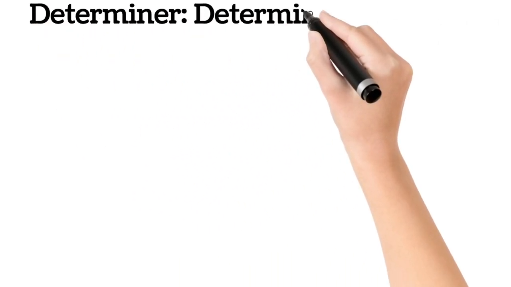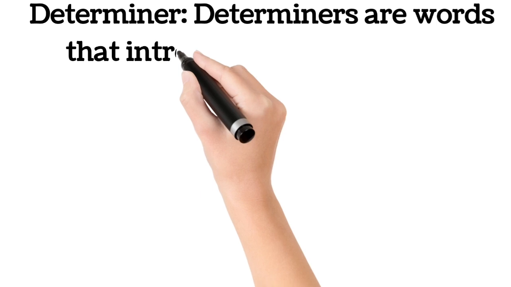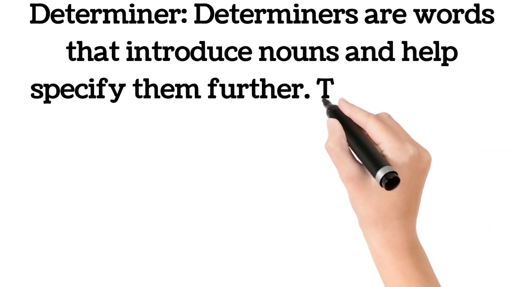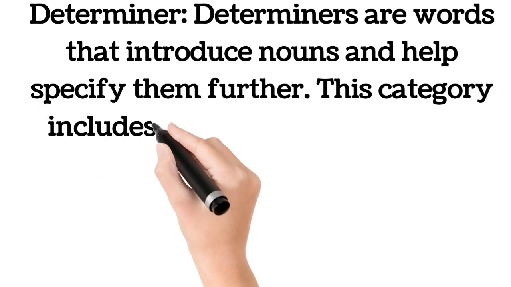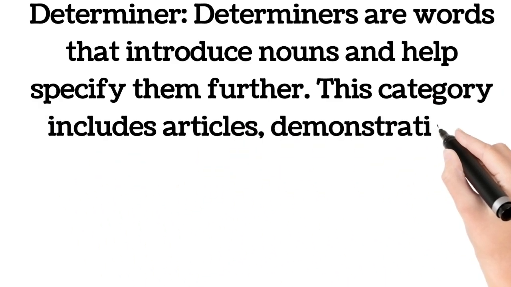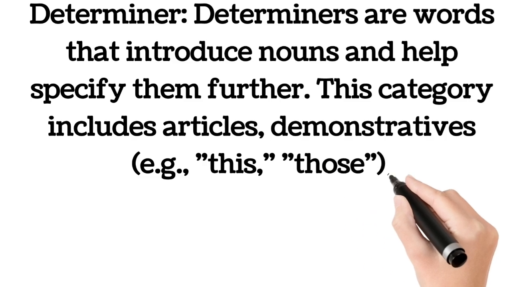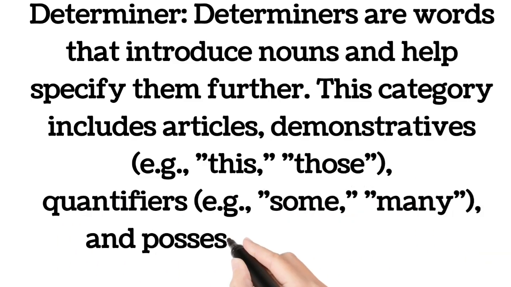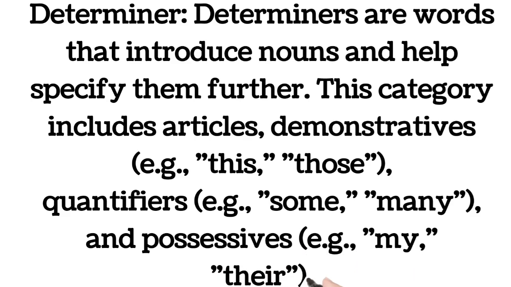Determiner. Determiners are words that introduce nouns and help specify them further. This category includes articles, demonstratives, for example, this, those, quantifiers, for example, some, many, and possessives, for example, my, their.